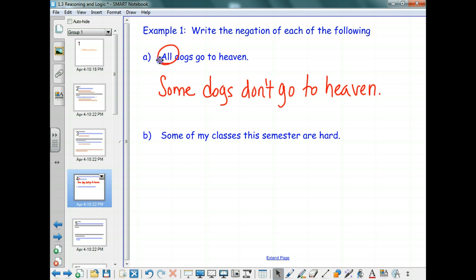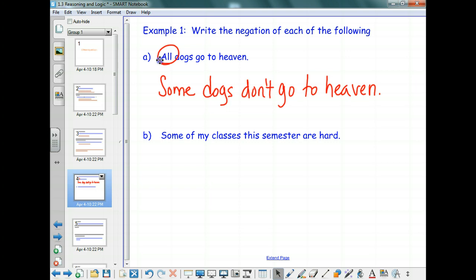Right? So very quickly we turned into a class that was all female, and all it took to make us not all female was Brendan. One in the class is not female, so no longer can I say everyone in the class is, because there exists one who's not. Make sense? I don't need no one in the class to be female. I just need one person not to be. I don't need no dogs to go to heaven. I just need one not to.